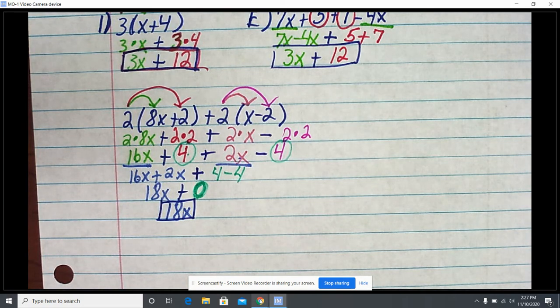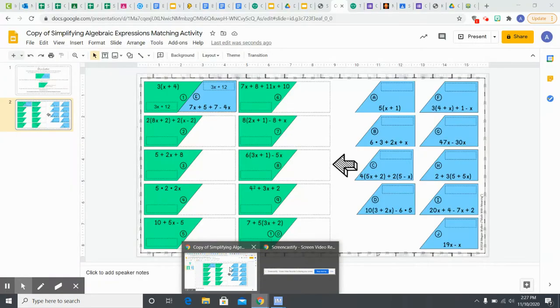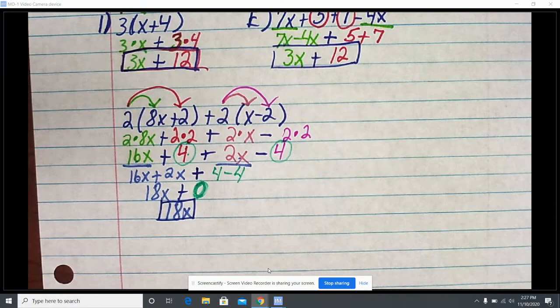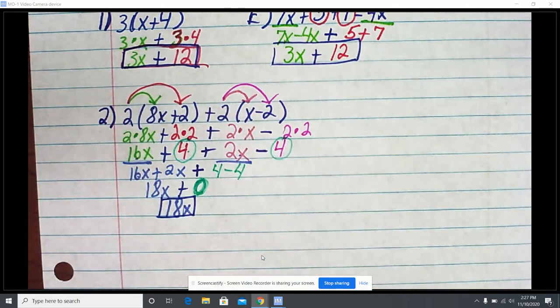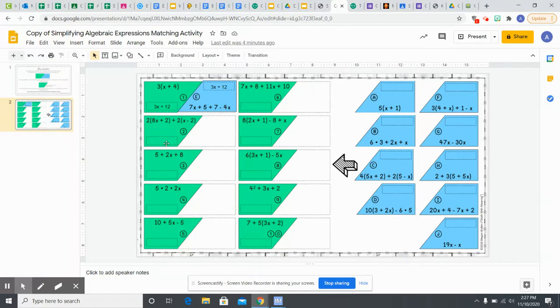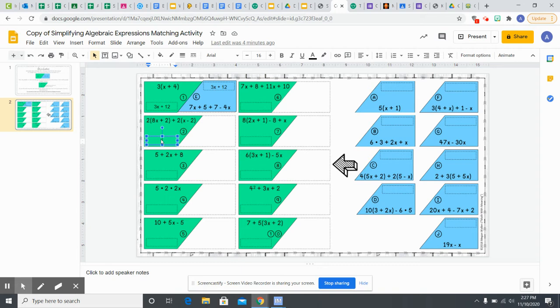Alright, head on back over. Which number was this? 2, okay. There we go. Okay. So in my box right here, I'm going to type in 18x. Alright, let's look over here at the blue. Let's find another tough one. This is similar. That's probably not going to be the match, but it might. But it's okay if it's not. I'm just trying to work out some of these tougher ones with you all.